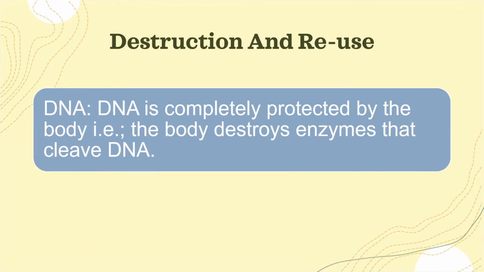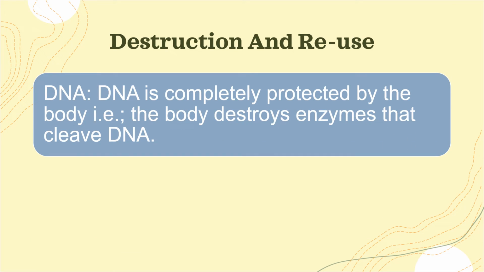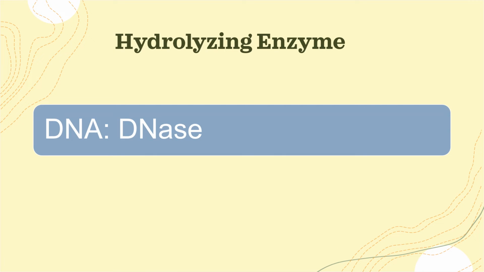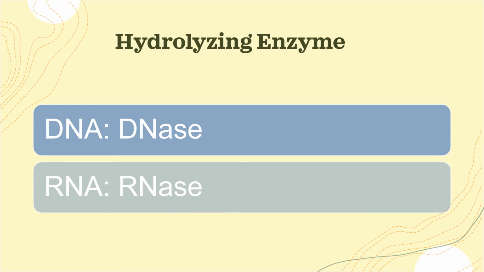Destruction and reuse. DNA is completely protected by the body. For example, the body destroys enzymes that cleave or destroy DNA. RNA strands are continually made, broken down, and reused. Hydrolyzing enzymes: DNases in DNA, and RNases in RNA.